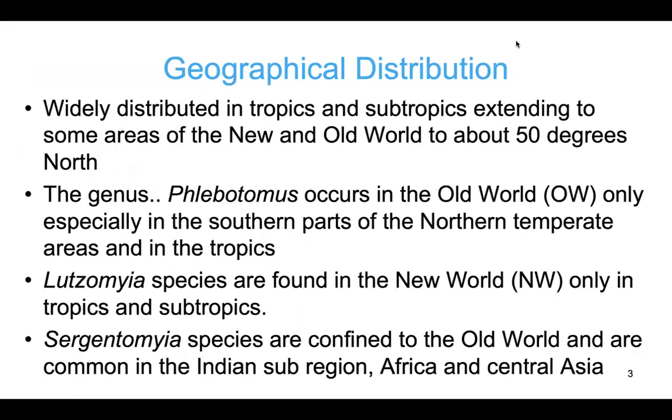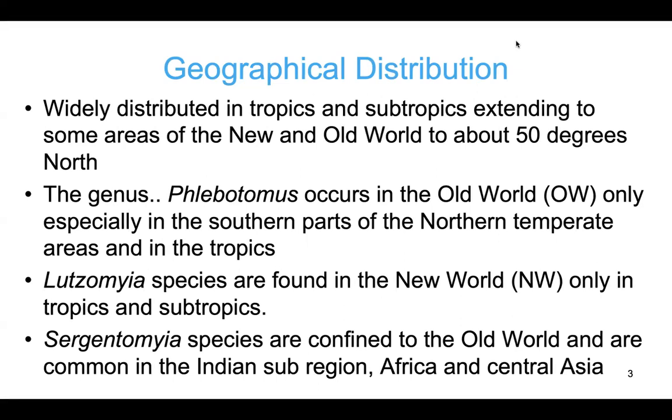So the overview of this work will be discussing the geographical distribution, the causes of the disease they transmit, and again, the control. These are widely distributed in the tropics and subtropics, extending to some areas of New and Old World, which is about 50 degrees north. The genus Phlebotomus occurs in the Old World, especially the southern parts and the northern part of the temperate areas in the tropics. And when we talk about Old World and New World, these are classifications that are mainly based on the geographical distribution.